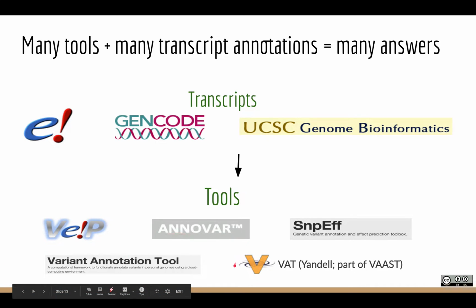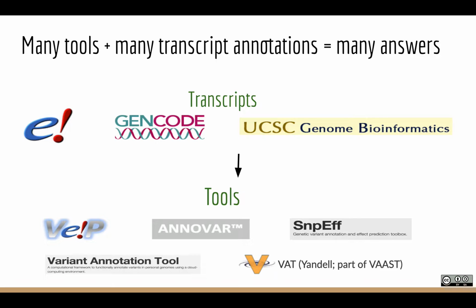VEP and ANNOVAR, and there's one developed by the Yandell lab here called VAT, and there's another one developed by the Gerstein lab called VAT. Lots of different software. Software is written by people. People make mistakes. People make different decisions about what the software should do in different scenarios. So therefore, each of these different tools, given the same information, might make different predictions about what the impact of a given genetic change is on the resulting protein. That's one side of the problem.